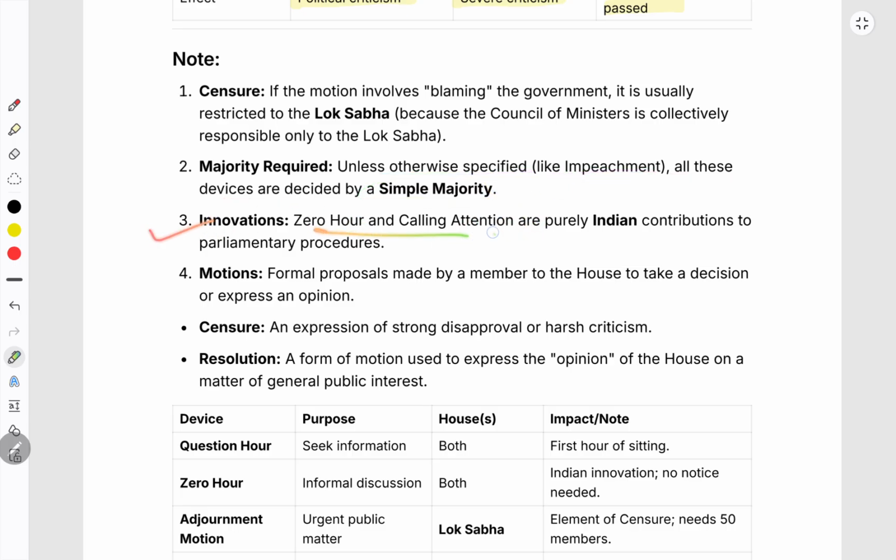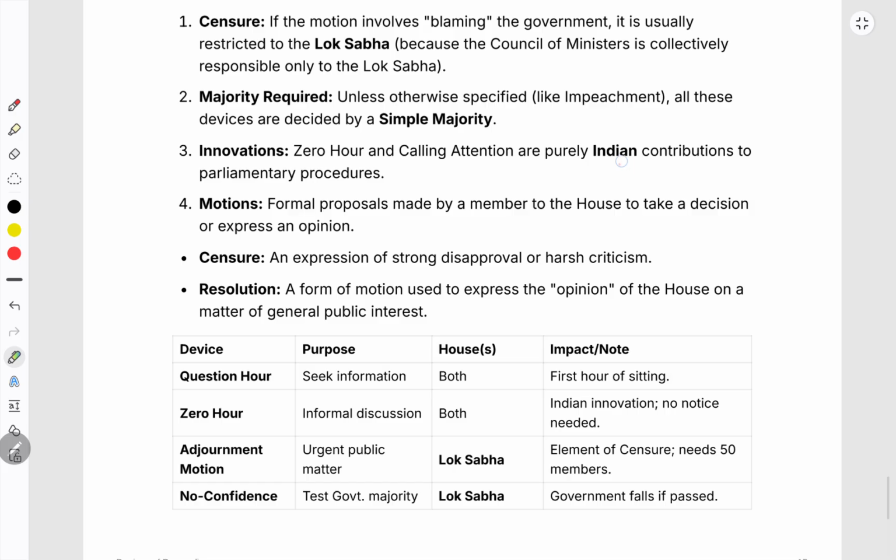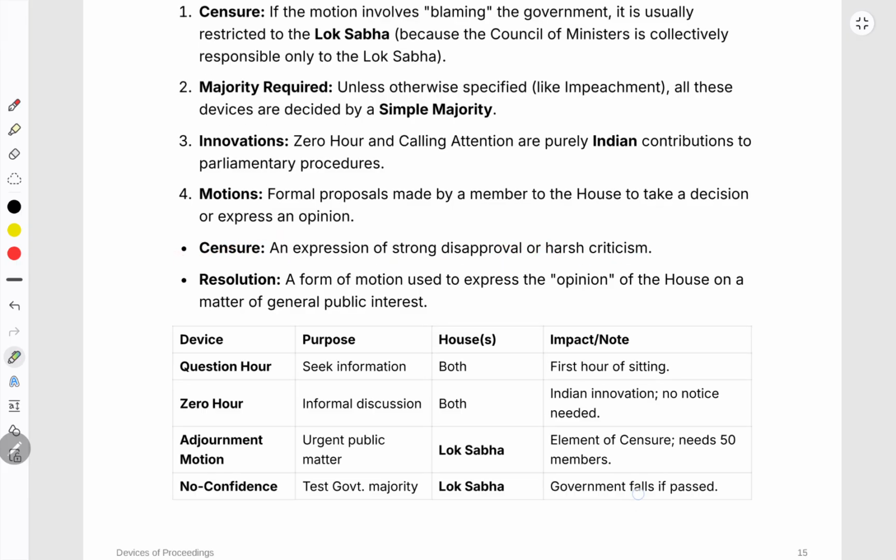Innovations we have seen, Zero Hour and calling attention, are purely Indian contributions to parliamentary procedures. Then motions: a formal proposal made by a member to a house to take a decision or express an opinion. Resolution is a form of motion which is used to express the opinion of the house on a matter of general public interest. Right? And censure is an expression of strong disapproval or harsh criticism.